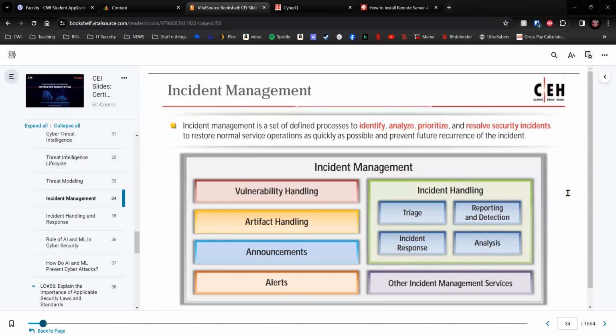Incident management. Now, this is a really nice little table that explains incident management. It's a set of defined processes to identify, analyze, prioritize, and resolve security incidents. Now, remember, this section is just basically an overview of everything. And we will be going into this stuff more in detail as we go through.